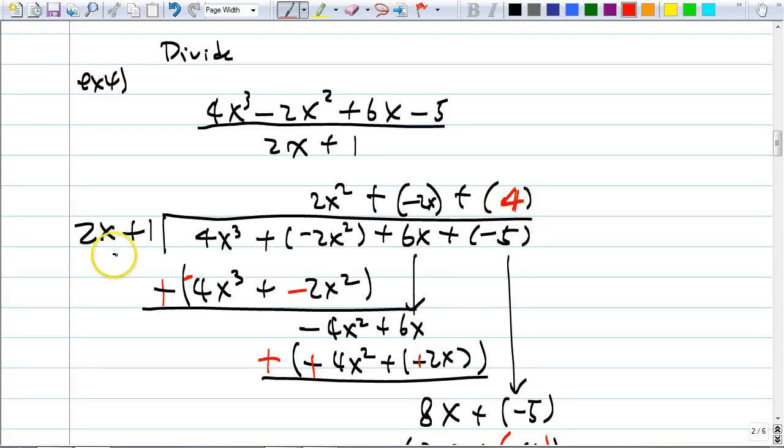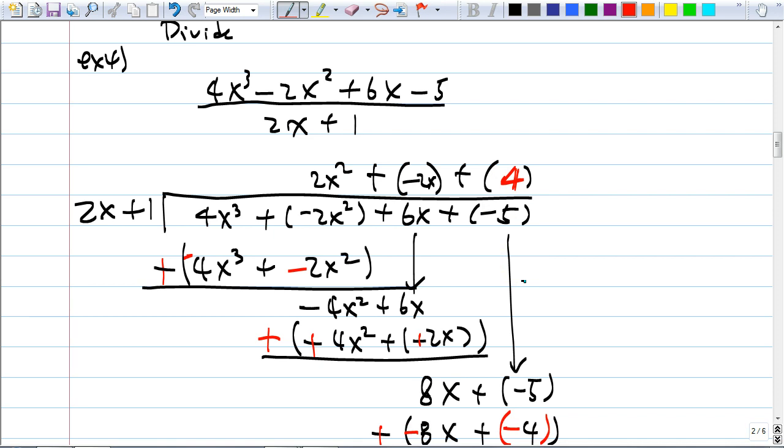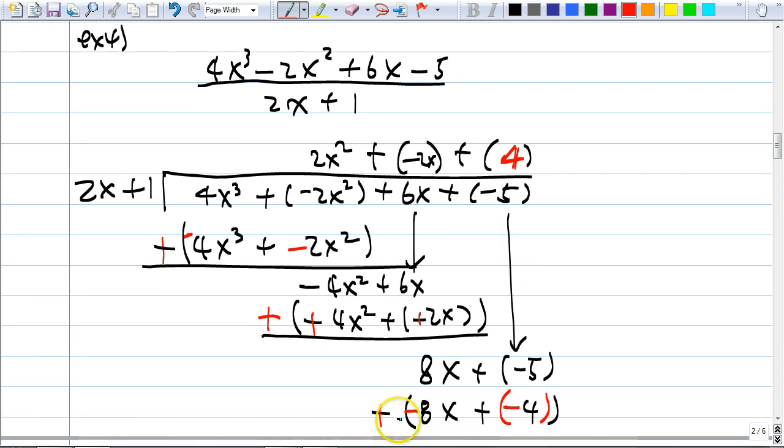So 4 times 2x plus 1, what do I get? 2x squared plus negative 2x plus 1. What? What's 2x plus 1 times 4? Oh, 8x plus 4. Didn't we want to get 8x? So now I change its addition. 8x plus 4, so it's minus, so it's negative 8x plus negative 4. Does that make sense?